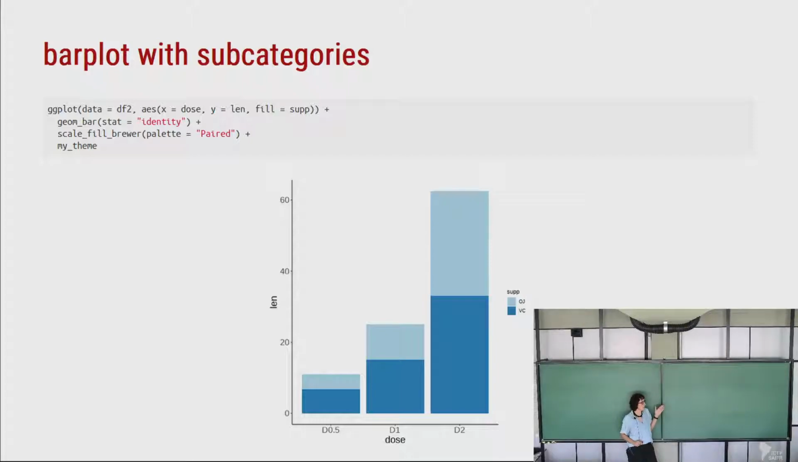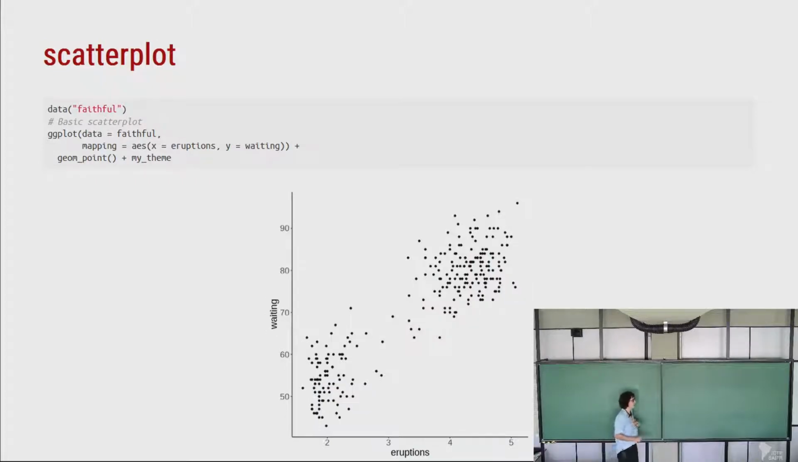And now I'm using a scale fill function that already exists inside ggplot. So this is from the Brewer color palette. And I'm choosing the palette paired to show this information, okay? So that way we can have this bar plot.